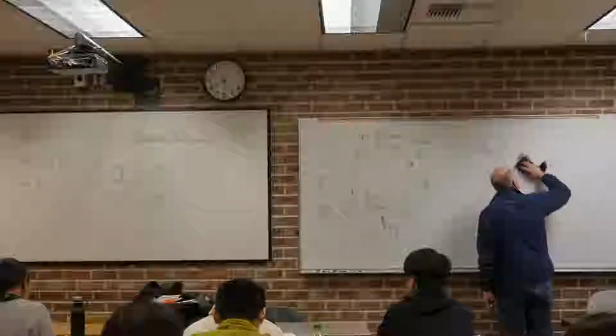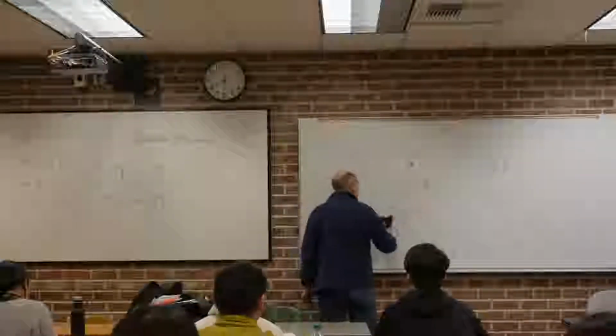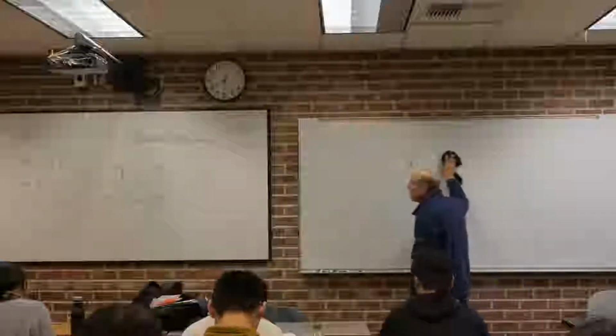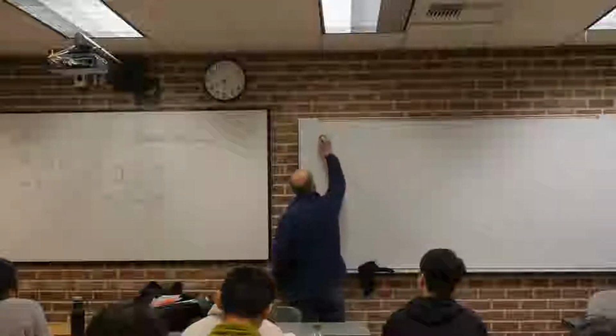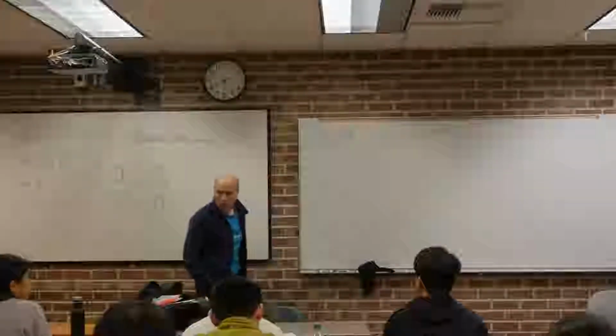So your book puts finding eigenvalues in 7.2 and finding eigenvectors in 7.3. I want to do both of those together. So we're going to do 7.2 and 7.3 together.